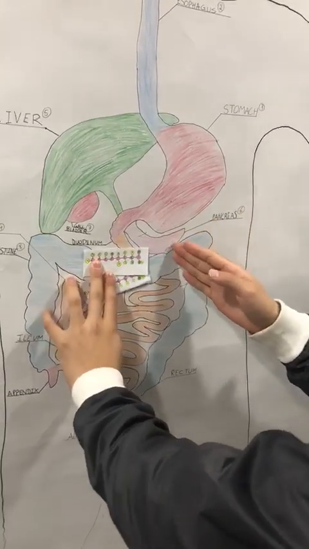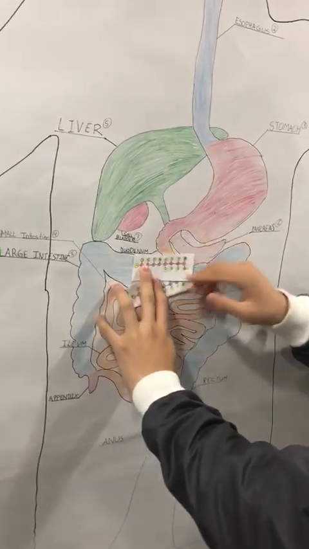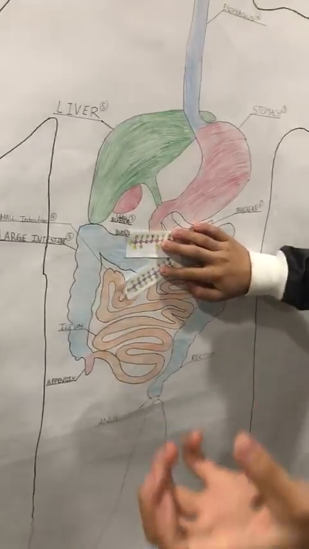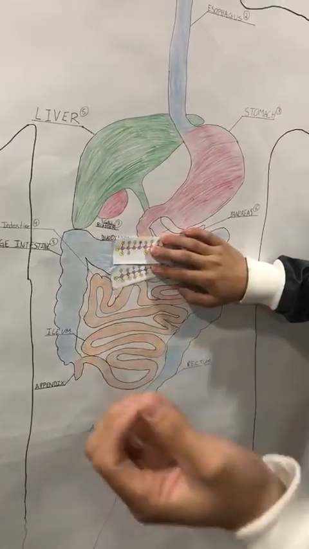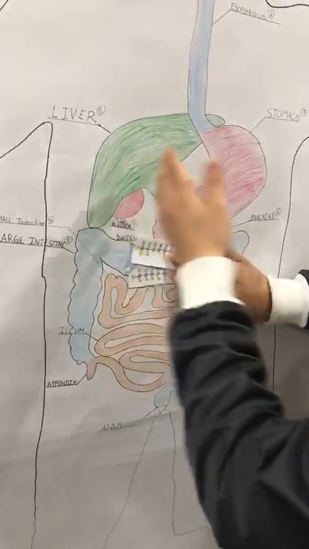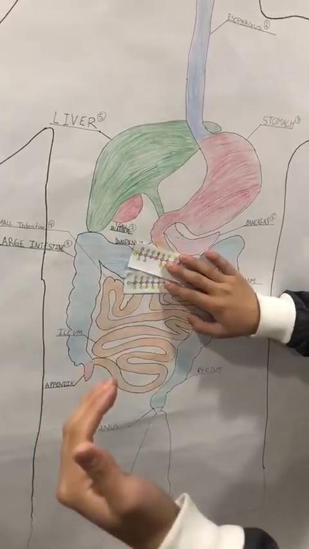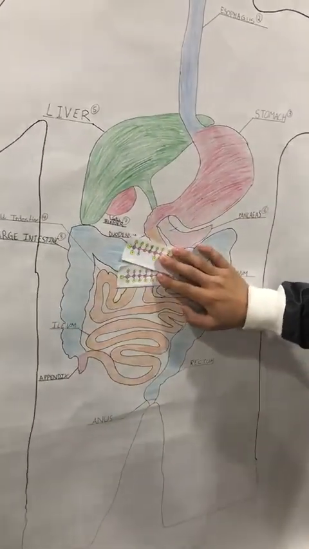So lipase is released by the pancreas into the small intestine to help break down those droplets into the smallest form, fatty acids. So the bile and the lipase work together. The bile helps it break down, and then the lipase finishes the job, turns them into fatty acids.